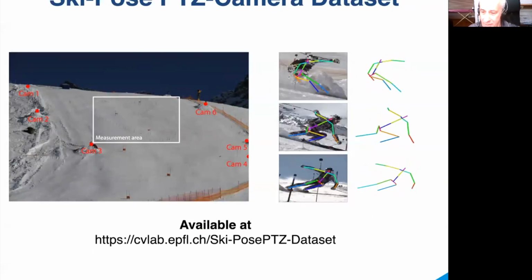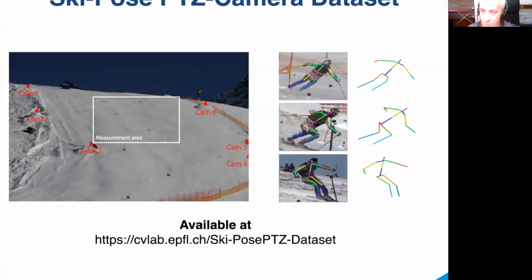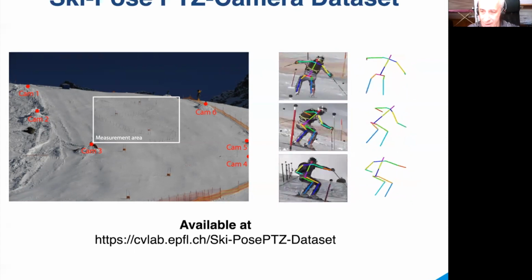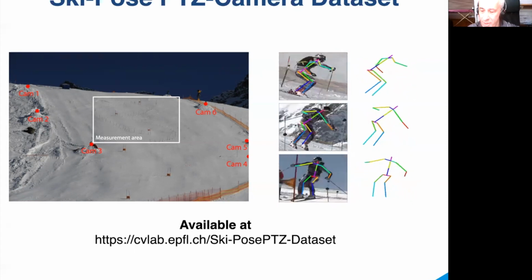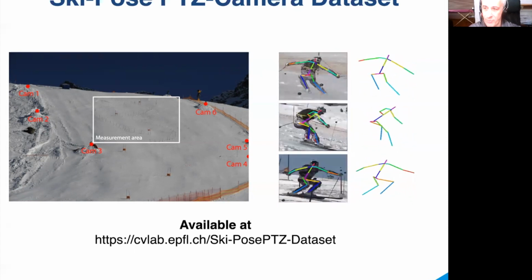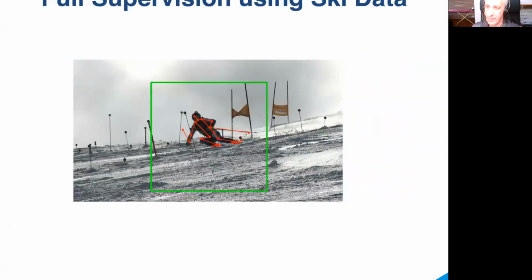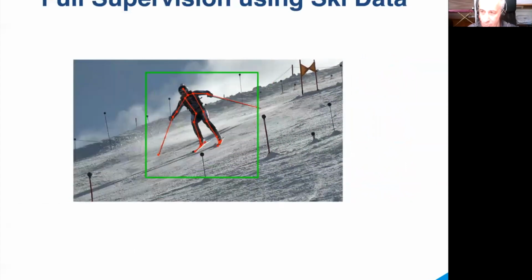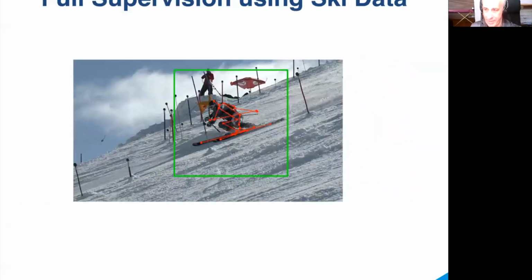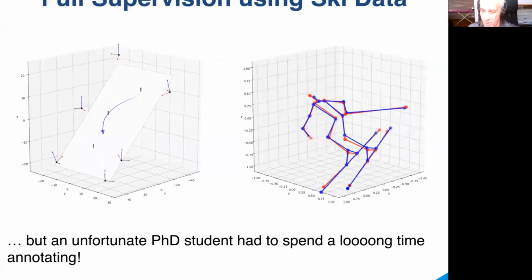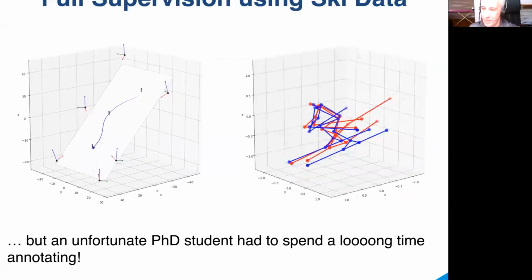In the specific case of skiing, we are fortunate to have a collaboration with a group from ETH Zurich that generated and annotated 800 timeframes acquired using multiple cameras with overlapping fields of view. This has allowed us to properly train a network and get the result we just saw. However, in practice, a hardworking PhD student had to spend a lot of time annotating, and this will not scale.